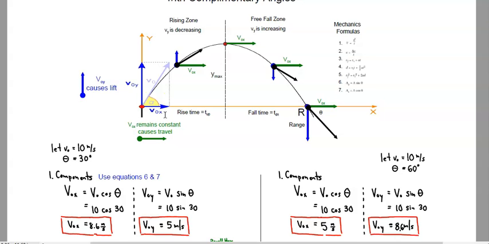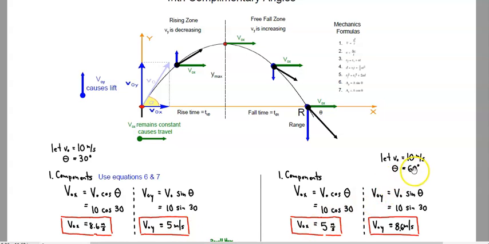In order to find the components of the initial velocity, which is 10 meters per second at 30 degrees, you need to use equations 6 and 7 for solving for Vox and Voy respectively. Whether the angle is 30 or 60 degrees, you're still going to use Vo cosine theta for Vox and Vo sine theta for Voy. You can see that in both sides here for the 60 degree and 30 degree angle respectively. For the 30 degree angle, we're going to have 10 meters per second times the cosine of 30 and 10 meters per second times the sine of 30. That gives you 8.6 meters per second for Vox, and Voy is 5 meters per second.